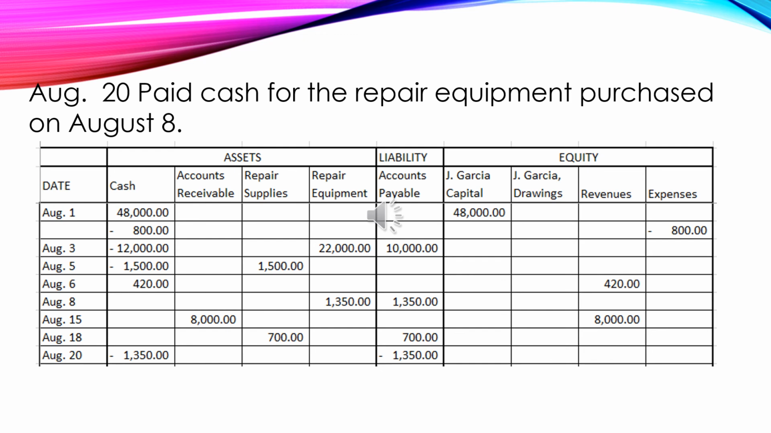Take note, yung repair equipment, andyan pa rin. Nasa asset pa rin yun ng business. So, nabawasan lang yung liability kasi binayaran na ng cash yung accounts payable. But the equipment remains in the business. So, andyan pa rin yung 1,350 na equipment. Binayaran lang yung liability nun. Okay?